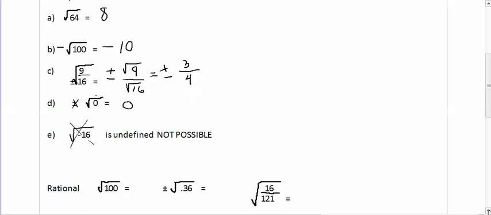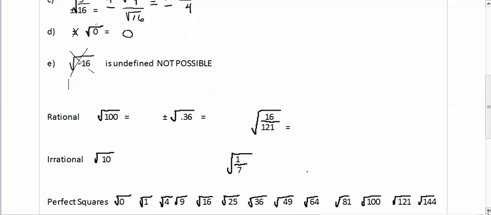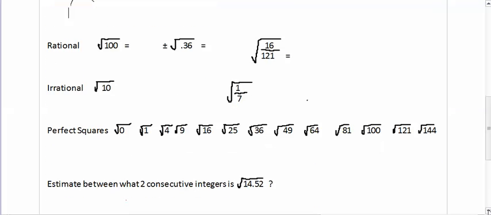Now we're going to talk about rational numbers. Okay, rational numbers are numbers that can make perfect squares. Those would be rational. They have an ending point, right? They're terminating. So what's the square root of 100? The square root of 100 is 10. It's a perfect square. It's rational.